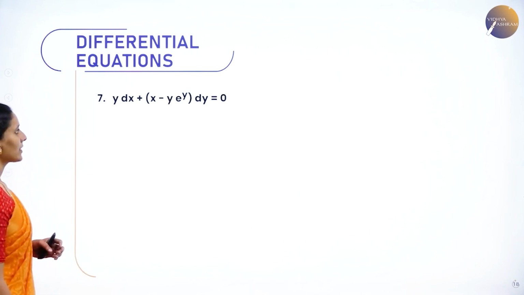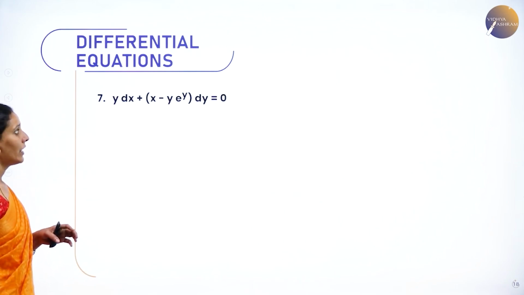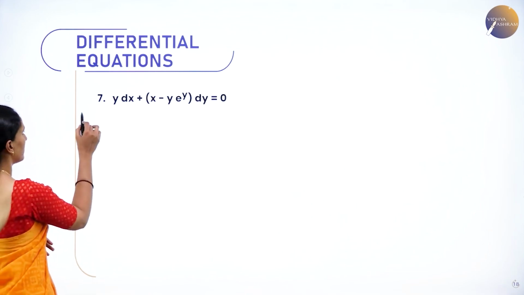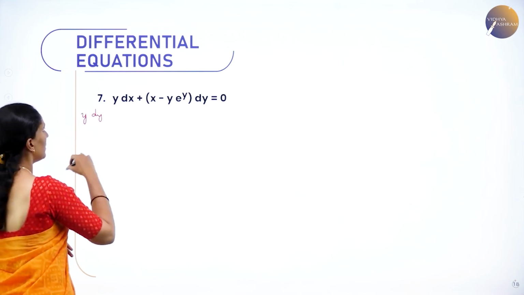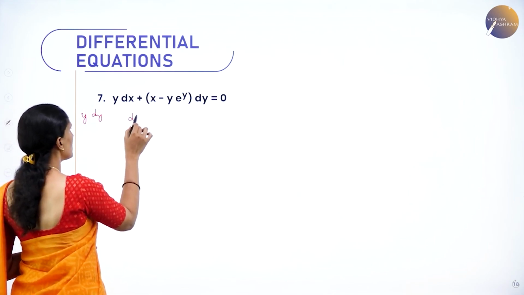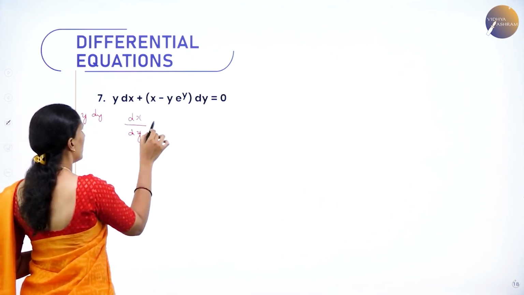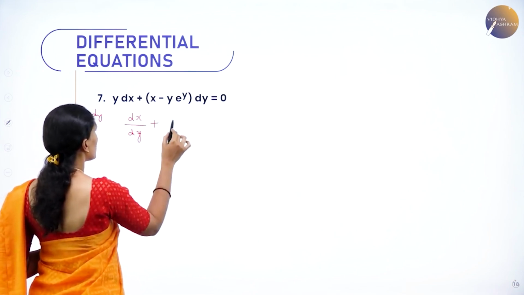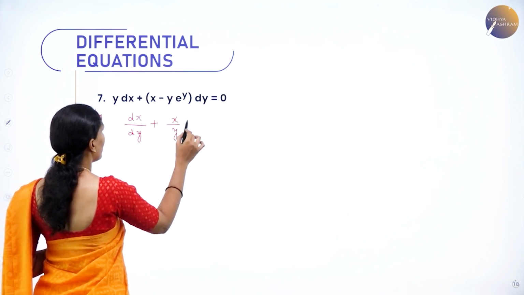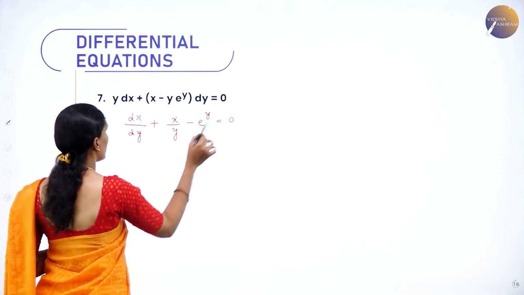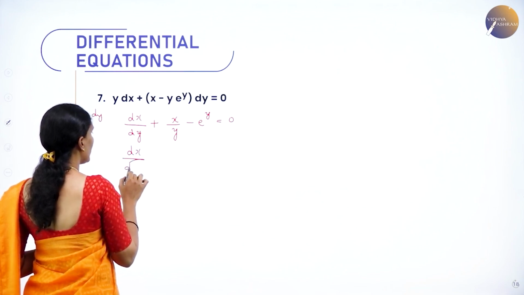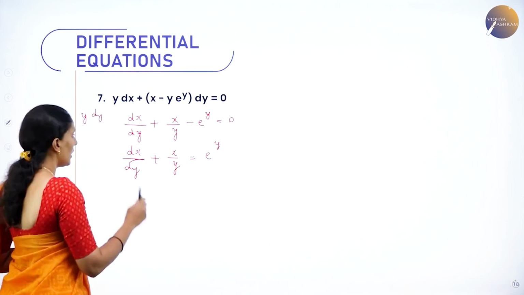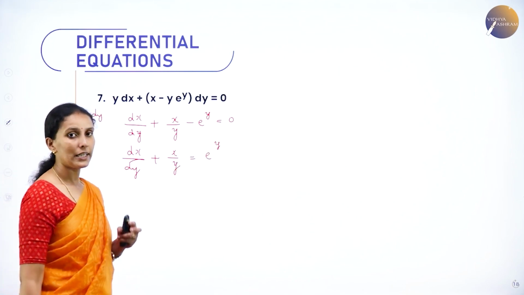Next, y dx plus x minus y e power y dy. Here, divide throughout by y dy. Then the y cancels and this becomes dx by dy, plus the dy cancels. The first term becomes x by y and the second is minus e to the power y, equal to 0. Or I can write dx by dy plus x by y is equal to e to the power y.